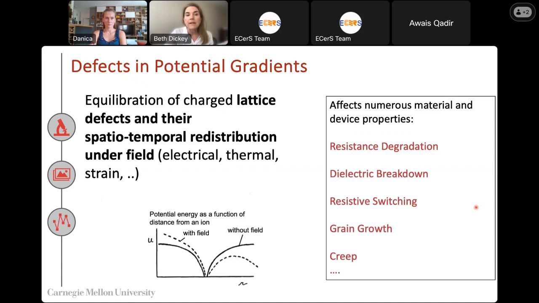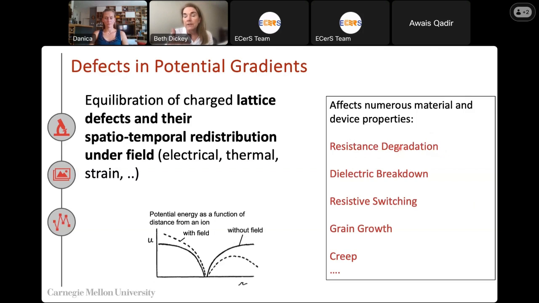Now, the next question is, if we take it and we design a material and we put it in a device application, it's probably going to see some sort of gradient. And for electronic oxides, those are voltages that lead to electrical potential gradients. And defects are charged. So if you put them in an electric field, there is some driving force for them to move. And if they can move, that can really affect the macroscopic properties as a function of time and voltage. And it can lead to resistance degradation.